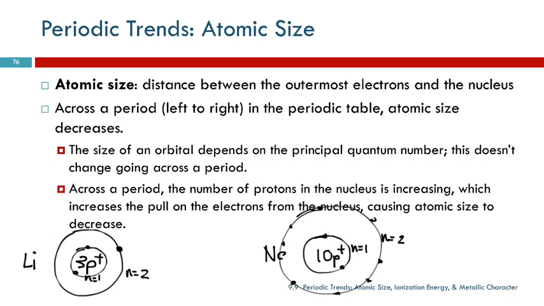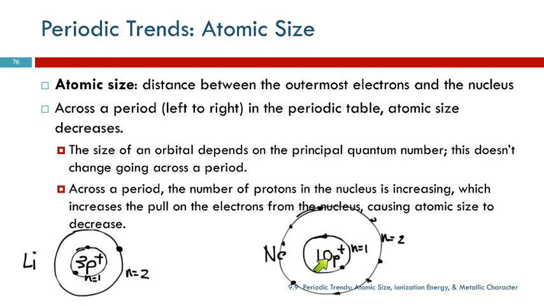I didn't draw that super well. This is the second level. This is the second level. N equals 2 is roughly the same distance from the nucleus for lithium and for neon. And so thinking of it that way, we would think, well, neon should be the same size as lithium. So why is it smaller?